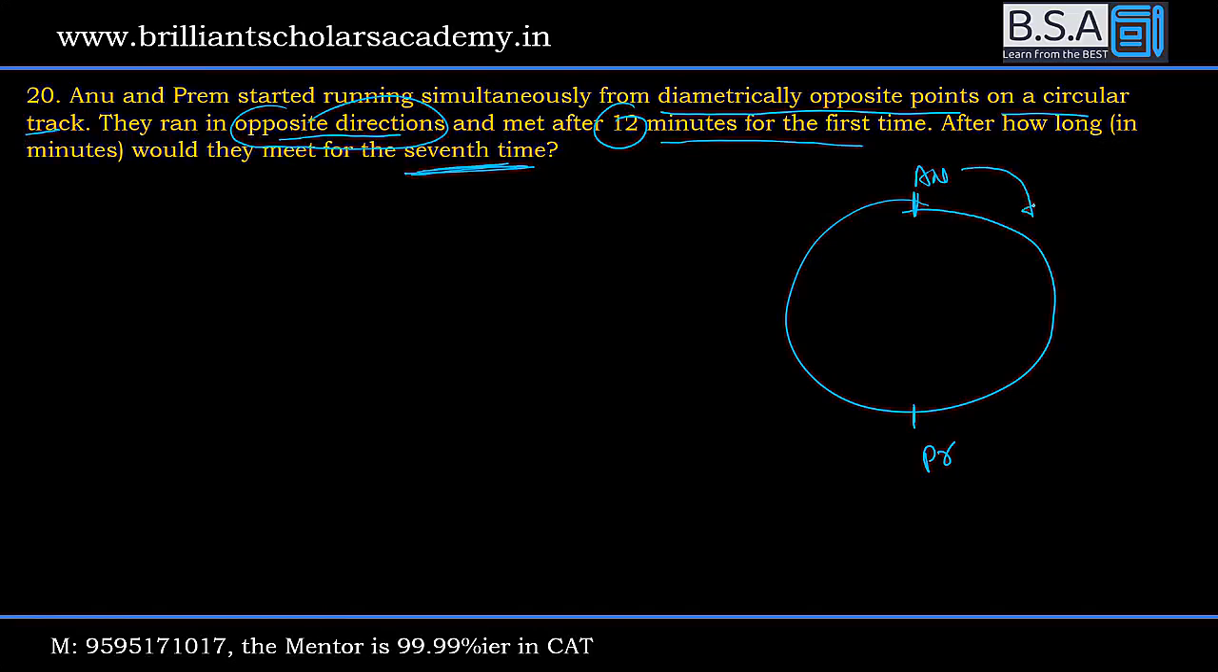If Anu goes right, Anu travels clockwise, Prem goes anti-clockwise. They meet after how much time? 12 minutes. Can I say this basically means half loop? Half loop they travel together in 12 minutes. So they will travel one loop in 24 minutes.